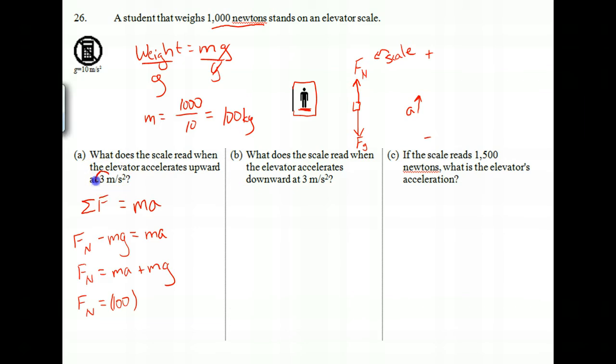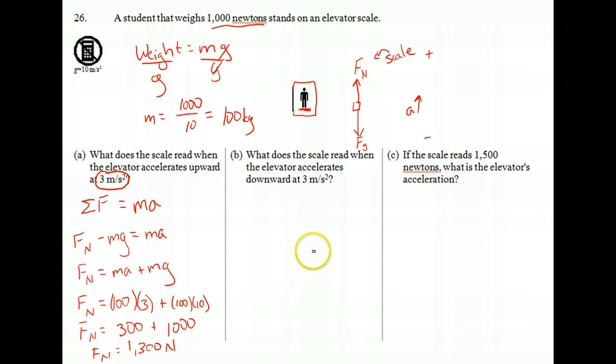The acceleration of the system would be 3 meters per second squared there, so we'll put 3 there, plus the weight of the person, which would be 1,000 newtons, or 100 times 10. And so the scale here would read 300 plus 1,000, or 1,300 newtons. So that scale would read 1,300 newtons. Slightly larger than the original weight if the person were only standing on the scale, not accelerating in an elevator.